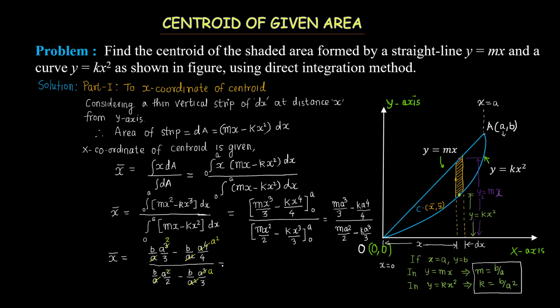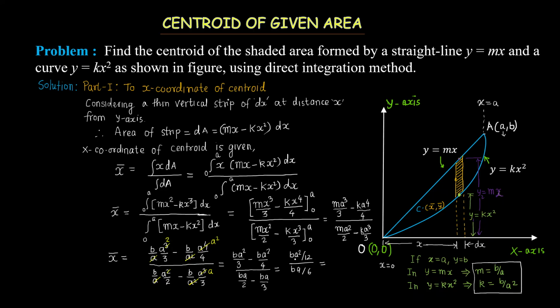If I write it down again, you will be getting b a square by 3 minus b a square by 4, whole divided by, a is pending over here, so b into a by 2 minus again b into a by 3. And if I simplify this, friends, this is going to be b a square by 12, and this is going to be b times a by 6.